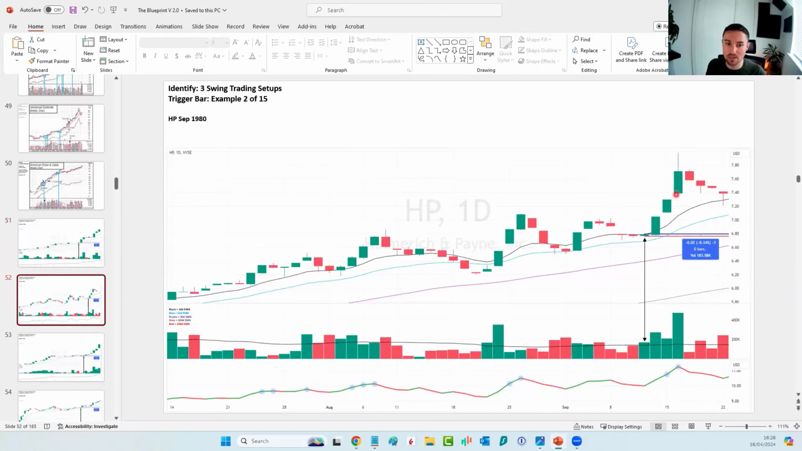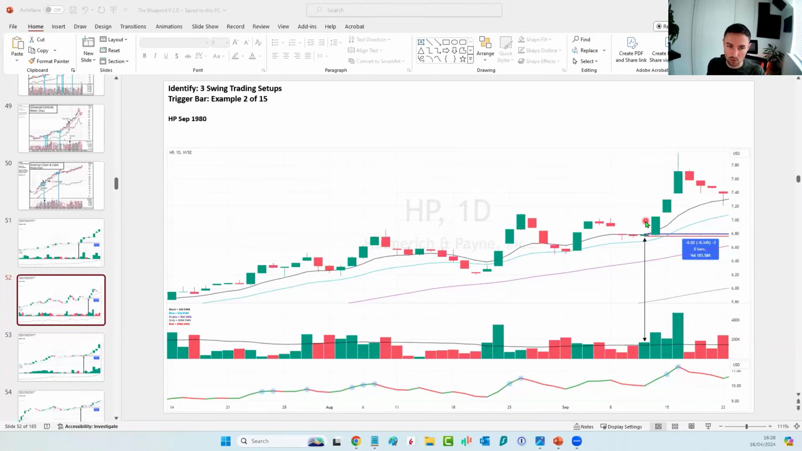Okay, HP, September 1980. So the stock starts basing. Here, like this, the stock starts basing, one contraction, two contractions. See the tightness that comes through. Now, the volume doesn't always have to drop below the 30 bar average on a trigger bar. If you get a little pop in the volume, a bit above the 30 bar average, but you get this really tight candlestick, it can be absorption of supply.